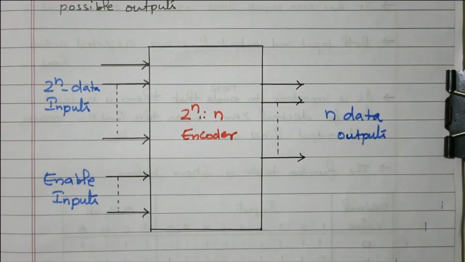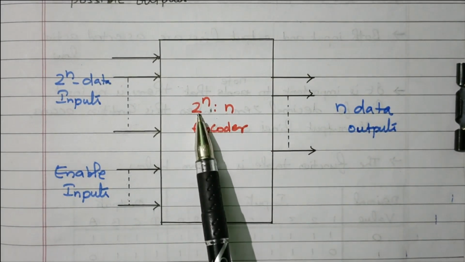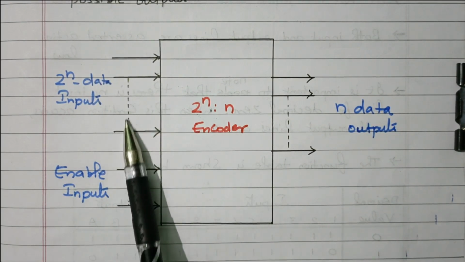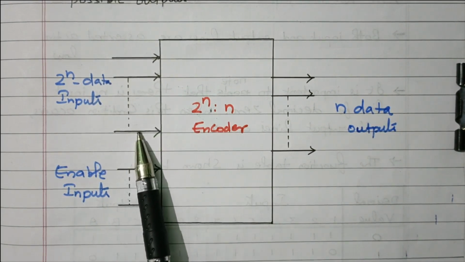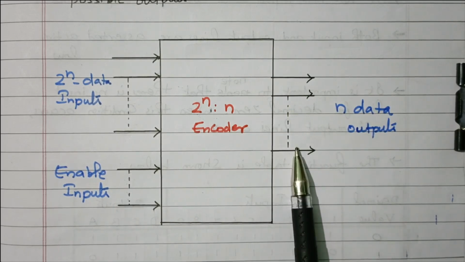So this is the block diagram of the encoder. 2 to the power n inputs, n outputs. So these are the possible 2 to the power n input lines. This is the possible n data output lines.